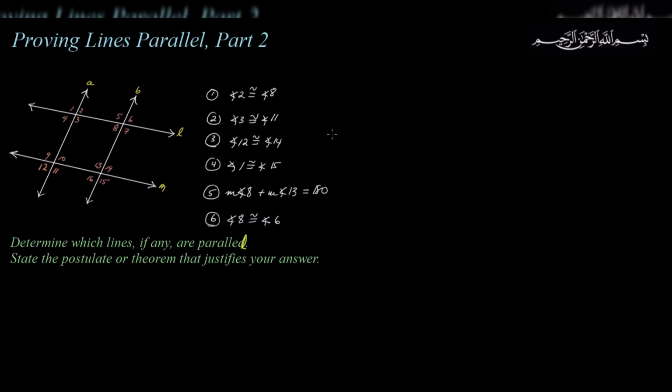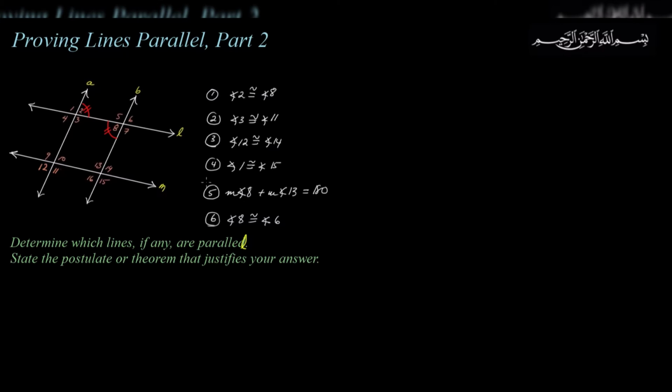And we're supposed to figure out if any of these lines are parallel or not, and why. So we're here told in the first scenario that angle 2 is congruent to angle 8. Let's find angle 2 and angle 8. So here's angle 2 and here's angle 8. So that's interesting, and we're told that these are congruent. Now, can we use that to prove any of these lines being parallel?